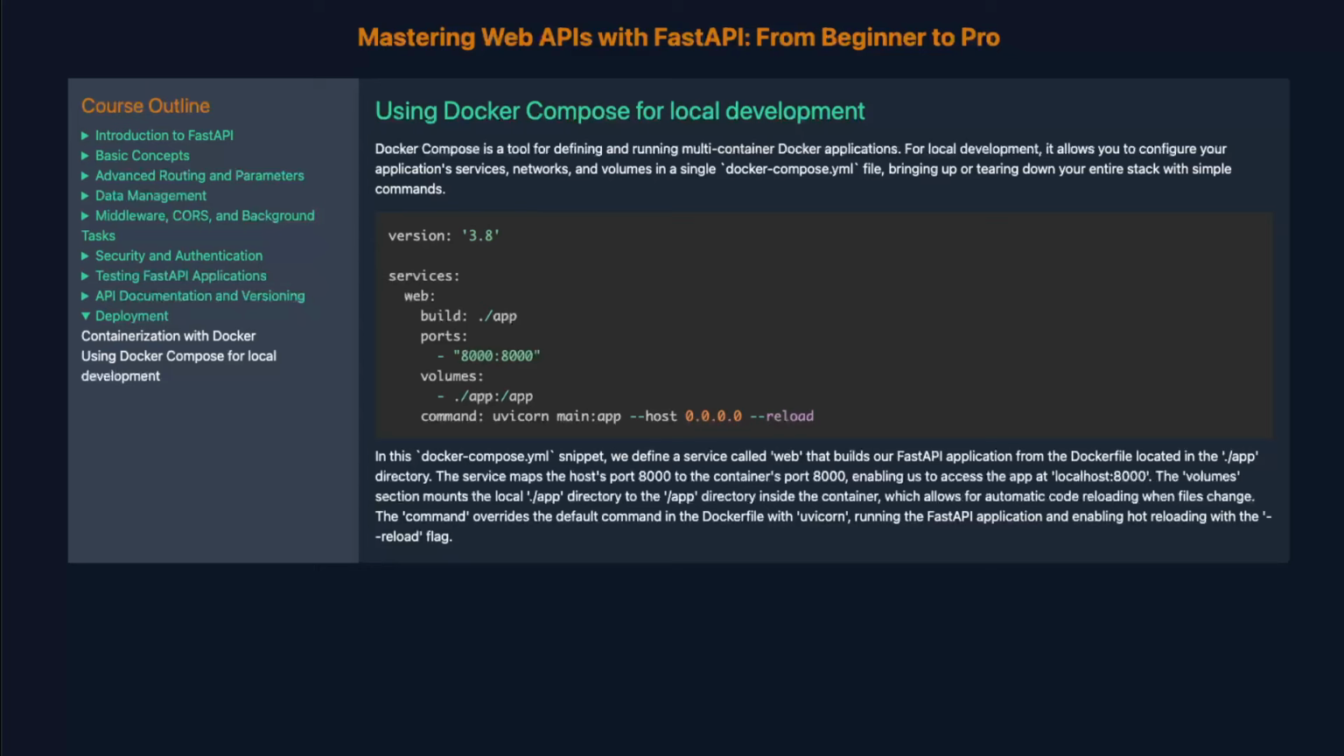Docker Compose is a tool for defining and running multi-container Docker applications. For local development, it allows you to configure your application's services, networks, and volumes in a single docker-compose.yml file, bringing up or tearing down your entire stack with simple commands. In this docker-compose.yml snippet, we define a service called web that builds our FastAPI application from the Dockerfile located in the ./app directory.